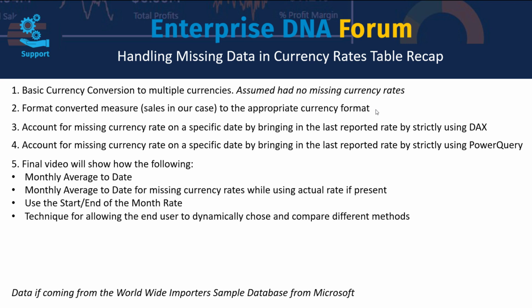Then building off that, we are going to show how to use the running monthly average for missing days, but use the actual rate if there's one existing. So instead of using the last reported rate for a missing day, we're going to show how to use the running monthly average to that day for the missing days.